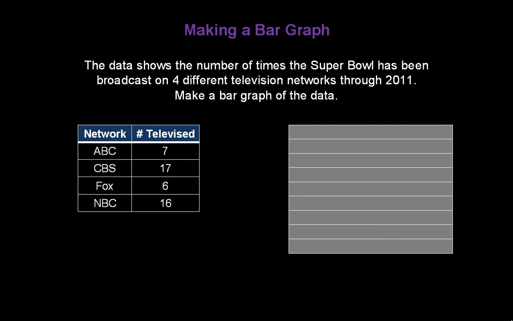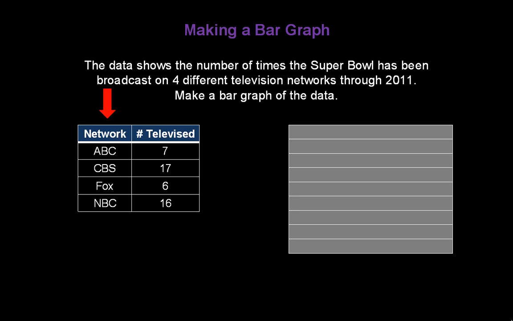Okay, now that we've learned how to interpret a bar graph, let's make one of our own. The data below shows the number of times the Super Bowl has been broadcast on 4 different television networks through the year 2011. Let's make a bar graph of the data. Well, the first thing you should always do is take a look at the information you have to graph and make sure you understand it.